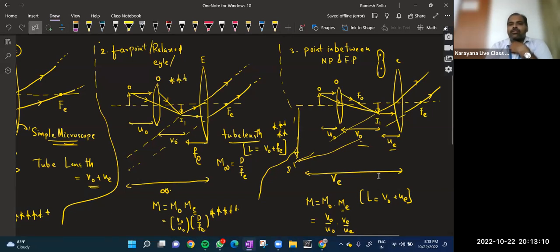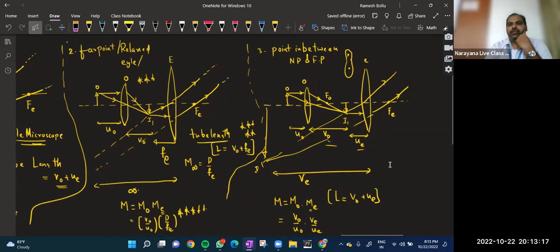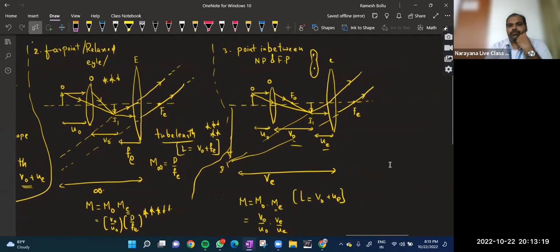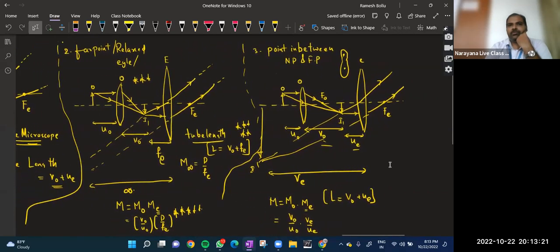I hope you all understood very nicely what a compound microscope is. So what is the last but not least? Telescope. Are you copying, huh?